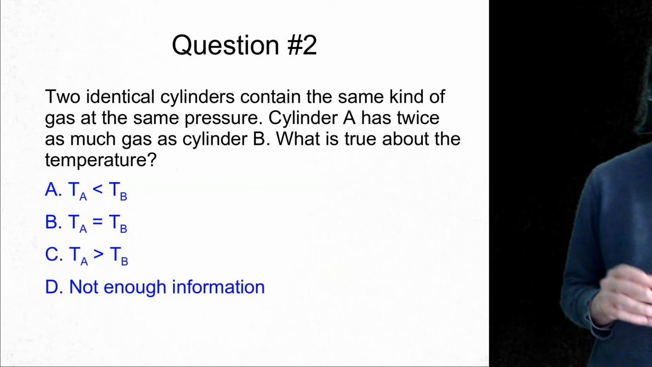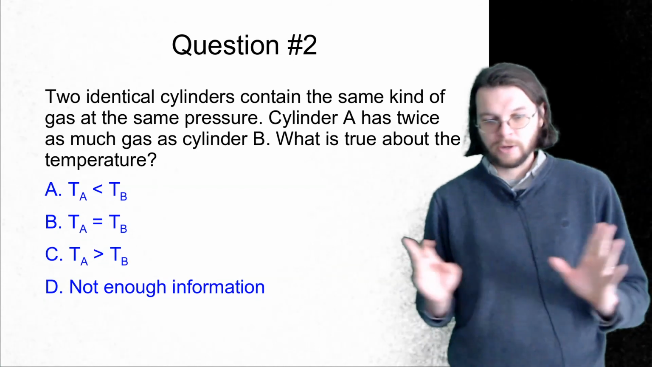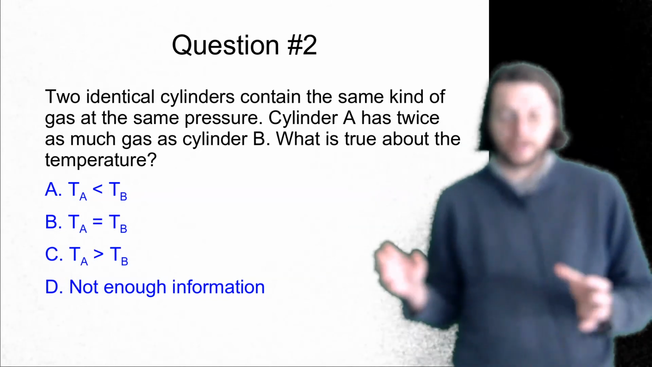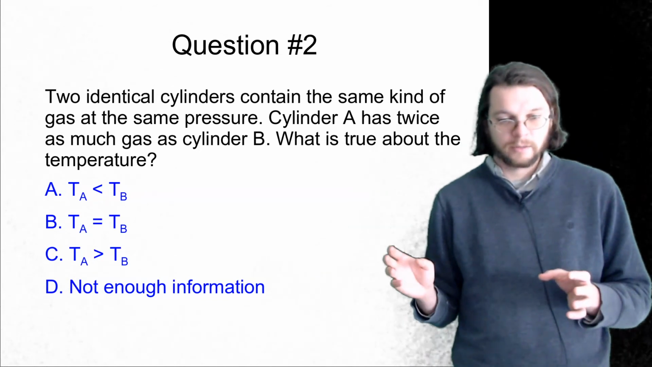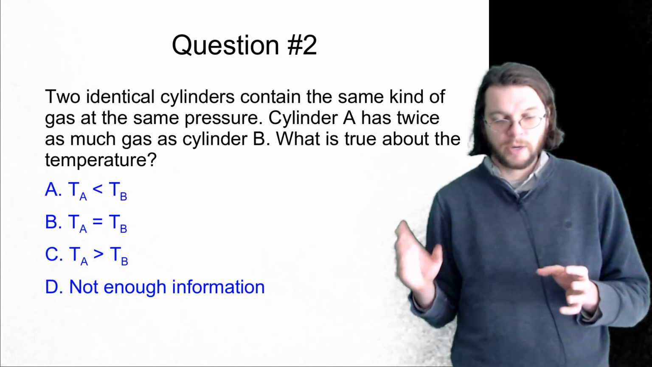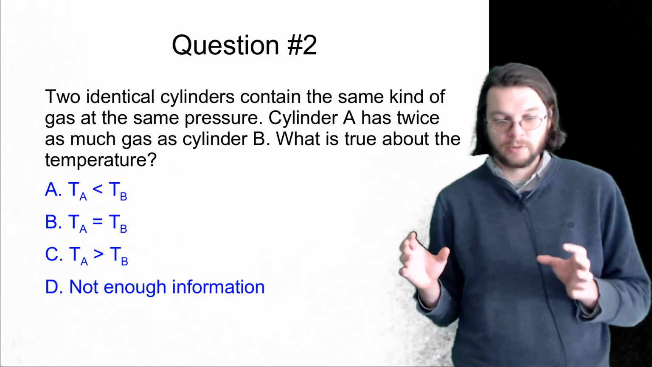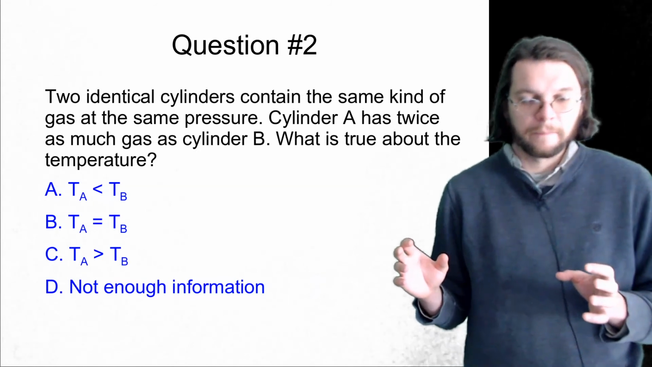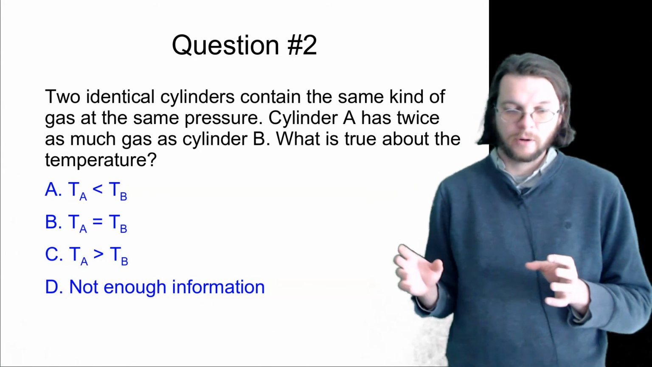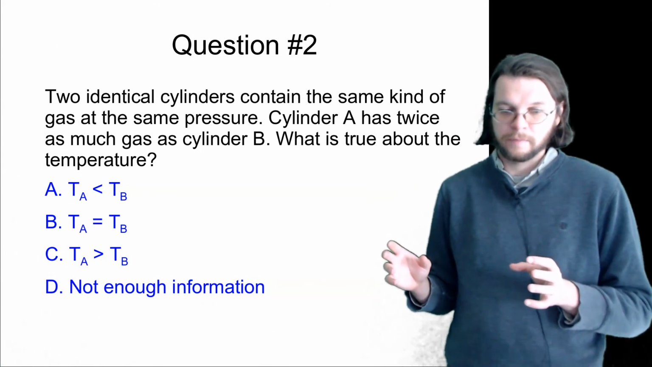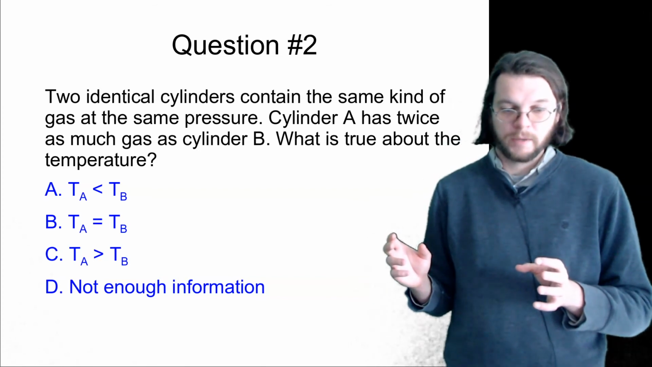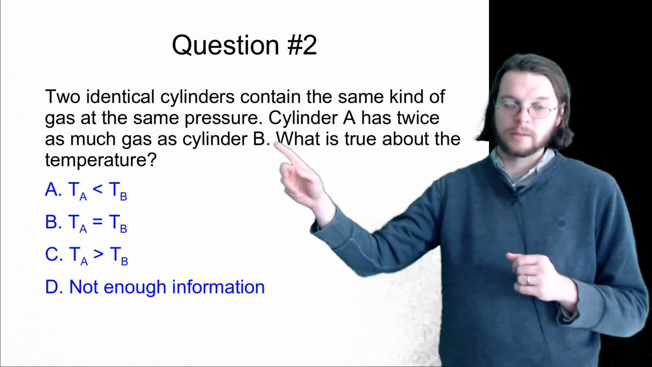As I said, the ideal gas law is true in every question in this course. And so they have the same kind of gas in cylinder A and cylinder B. But cylinder A has twice as much gas as cylinder B. So the volumes are the same, but because there's twice as much gas in cylinder A, that means it's going to be twice as dense as cylinder B, but it tells us it's the same pressure.